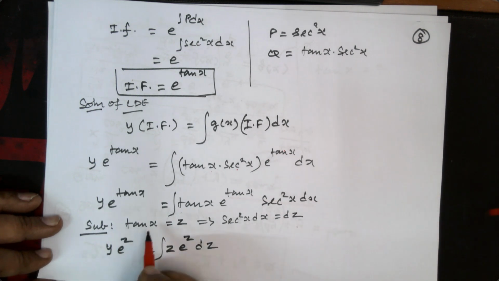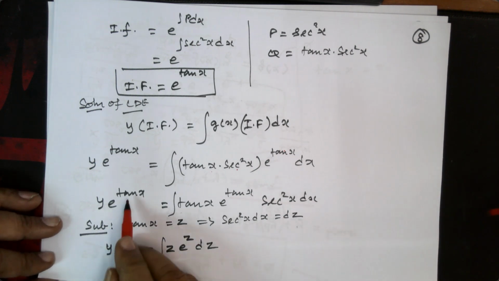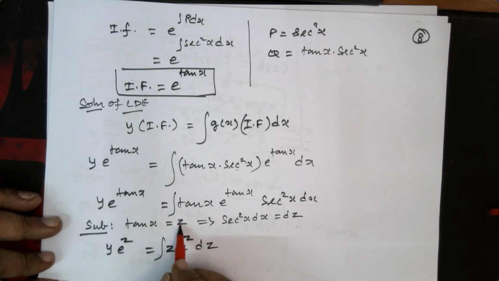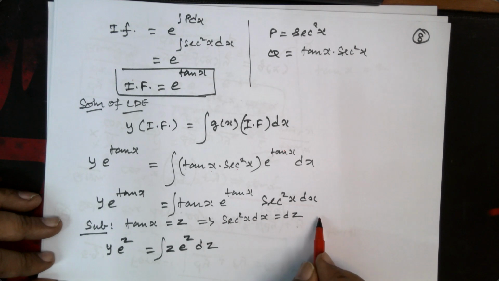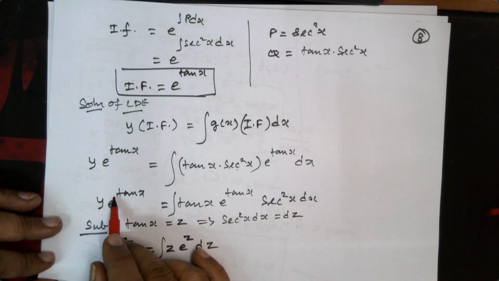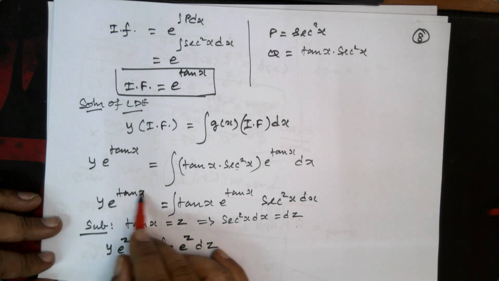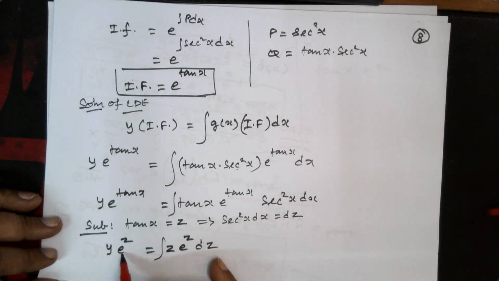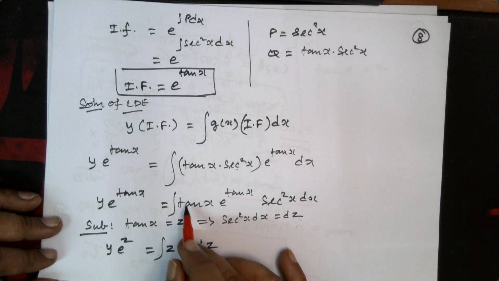Now we can adopt some substitution technique. So tan x can be taken as z, and differentiate this. So secant squared x dx is equal to dz. So we can replace this. For example, y is equal to e power tan x. Instead of tan x, you can put z. So y into e power z. Got it? On the RHS.